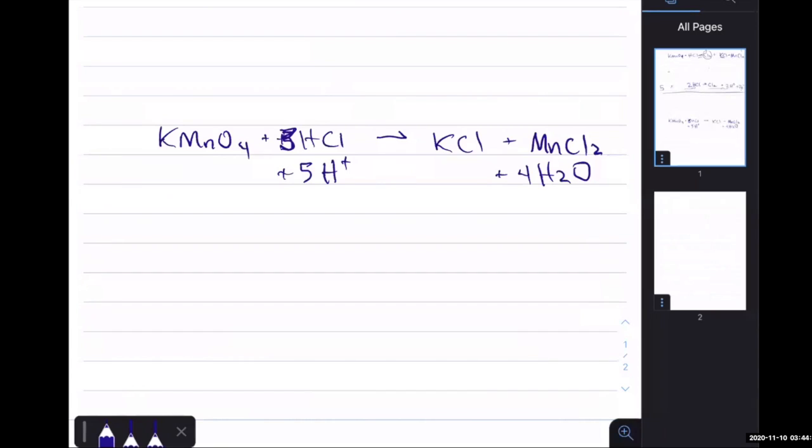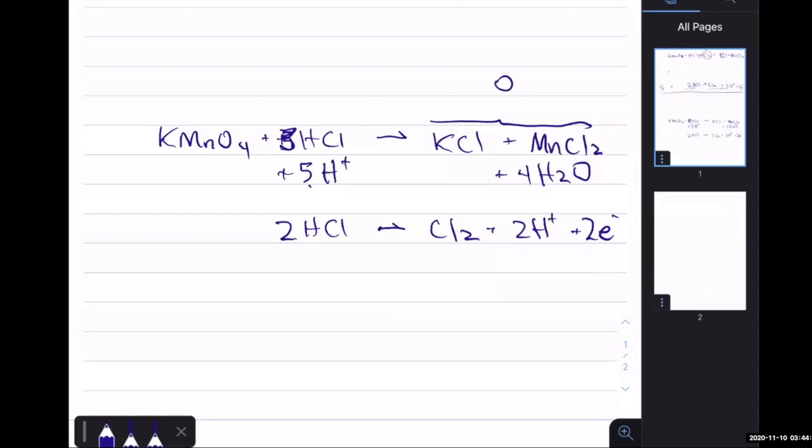And then my second half reaction was HCl going to Cl2. 2 here, 2 H plus here, and 2 electrons here. Now you see how I forgot to put electrons on the top side. I have positive 5 here, but 0 here. So this side has 0. This side has positive 5 right here. So I need 5 electrons here. Positive 5 and negative 5 equals 0, and it balances the left side.